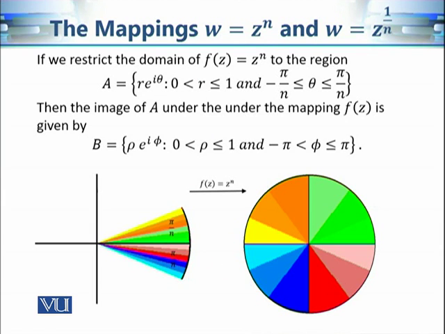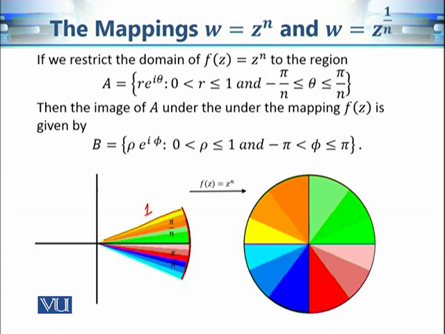So this is part of the disk, the set of all complex numbers following this angle, and the modulus is less than or equal to 1. So this distance is 1. When we apply this mapping, if r lies between 0 and 1, then of course rho lies between 0 and 1.